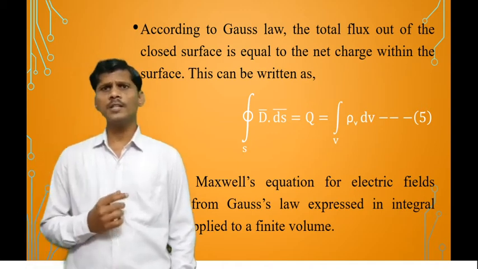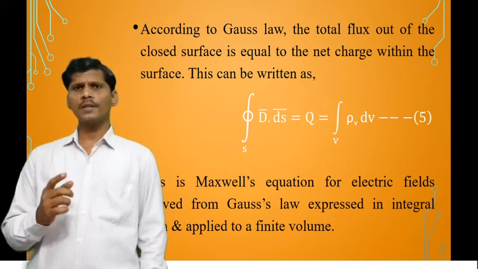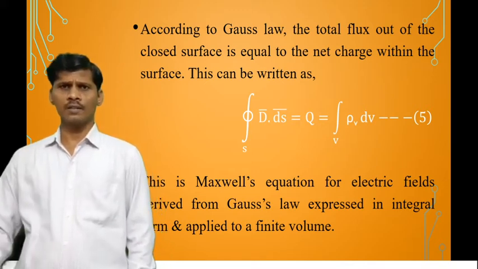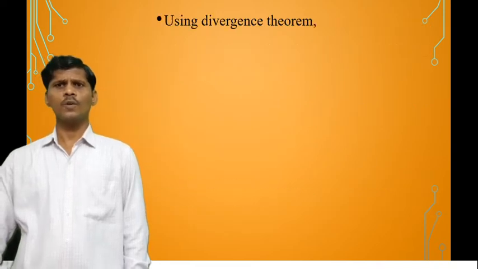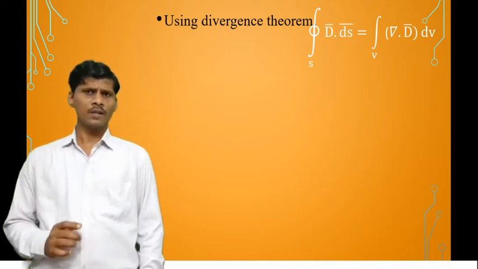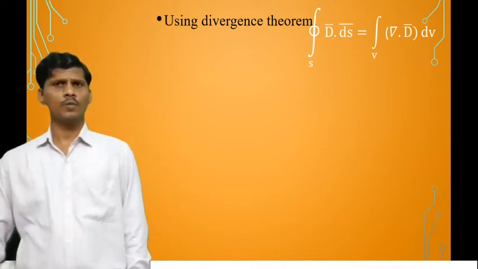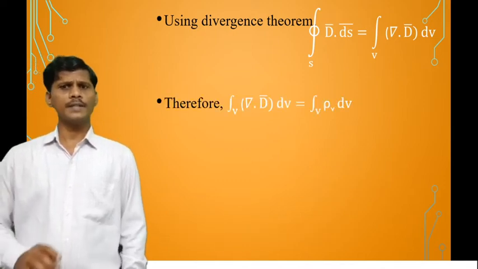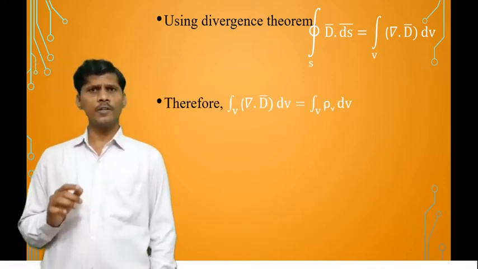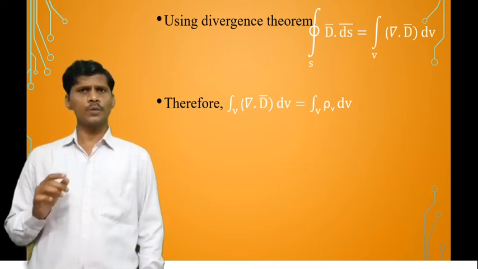What is the meaning of the divergence theorem? The closed surface integral will be converted to open volume integral. That is, closed surface integral of d bar dot ds bar is equal to open volume integral of del dot d bar into dv. Applying the divergence theorem concept into the above expression, we have open volume integral of del dot d bar dv is equal to open volume integral of rho v into dv.